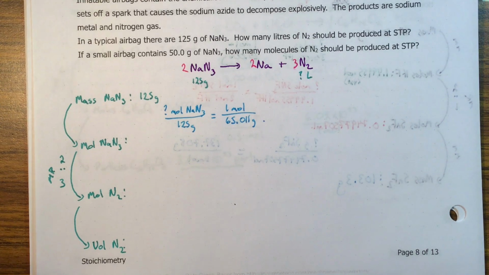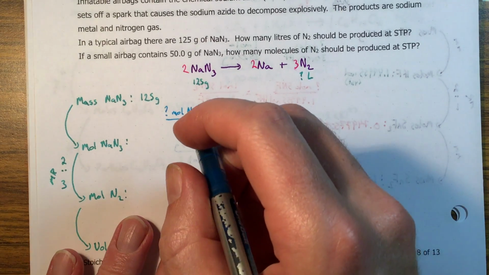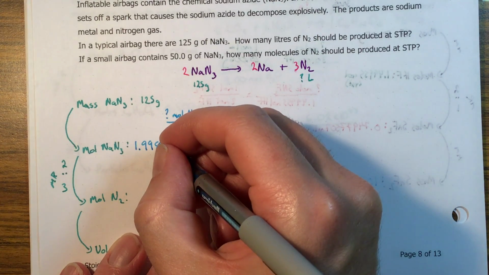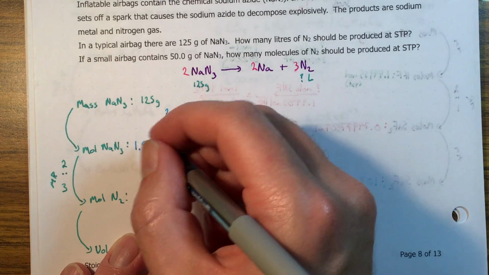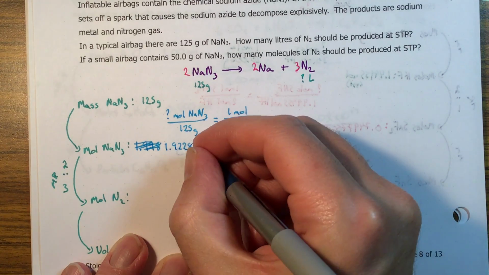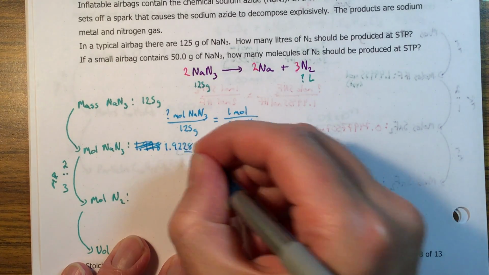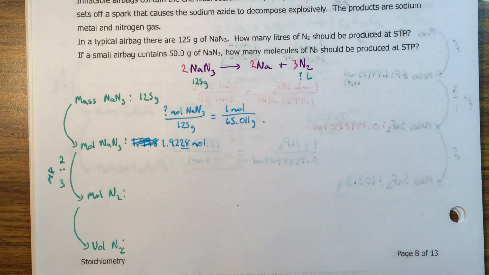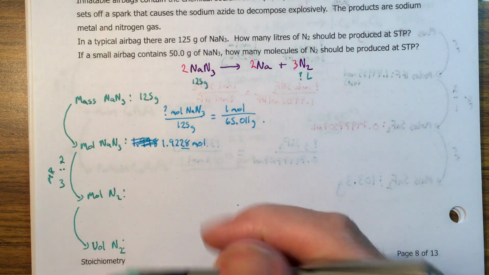So I take my 125 times 1 divided by my 65.011, 1.998. Sorry, 1.9228. And I keep at least one more than I need for my significant figures, but I keep them all in my calculator, and then it's pretty easy. Now we do our next question.